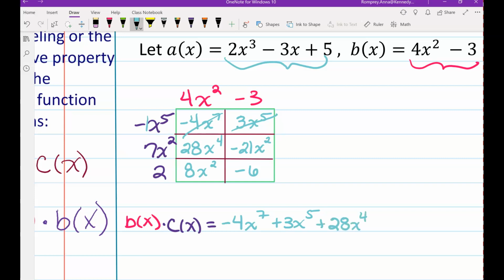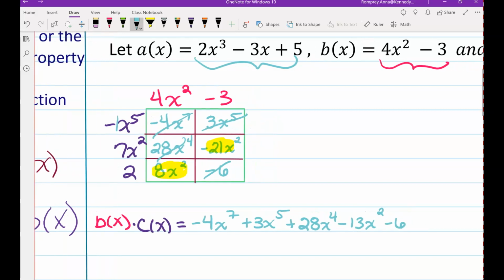Yes, these can get a little lengthy. Oh, I've got x squared. So negative 21x squared and a positive 8x squared gives me a total of negative 13x squared. And then I just have my little lonely negative 6, my constant at the end. So b of x times c of x equals this big, long, beautiful polynomial. Cool. All right. So that was using modeling.